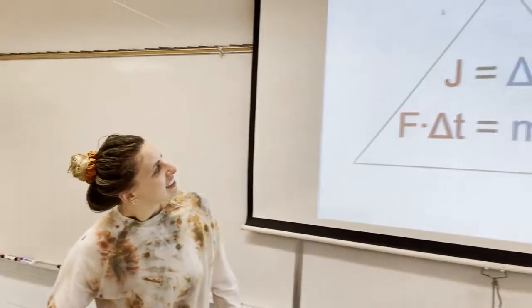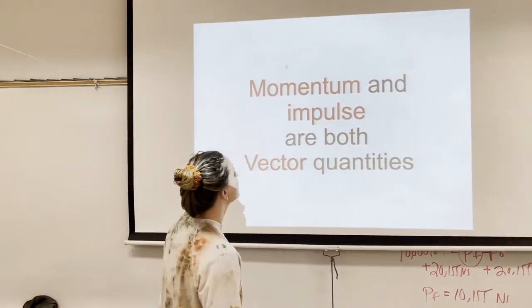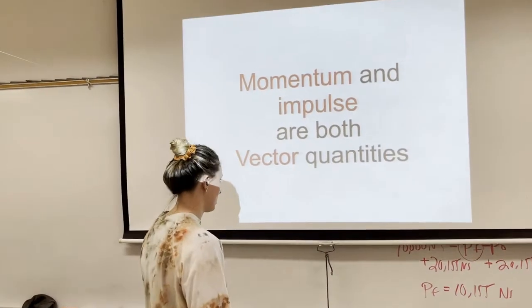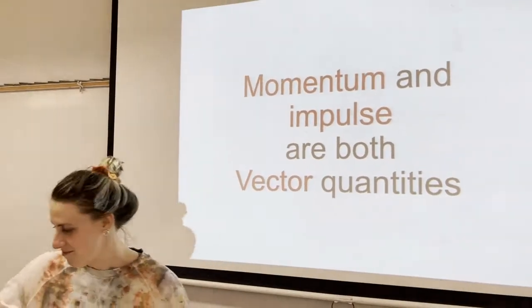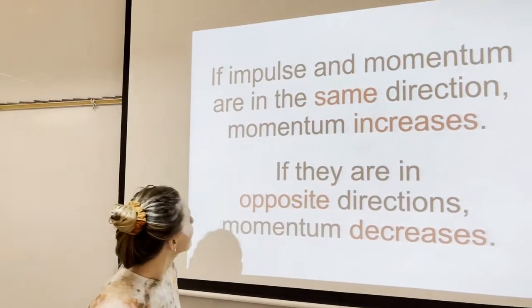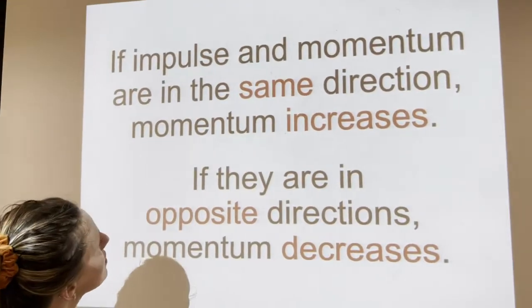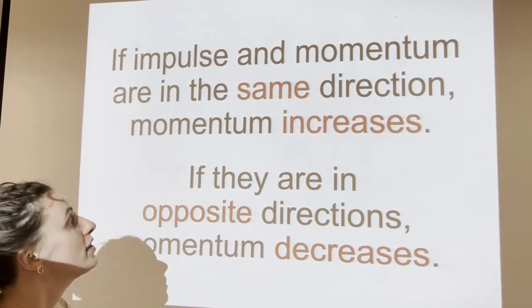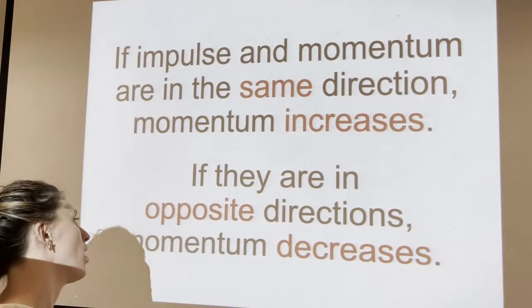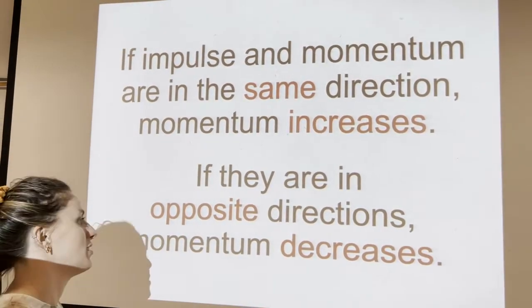Momentum and impulse are both vector quantities. What does this mean? Magnitude and direction. If impulse and momentum are in the same direction, momentum increases. If they're in opposite directions, momentum decreases.